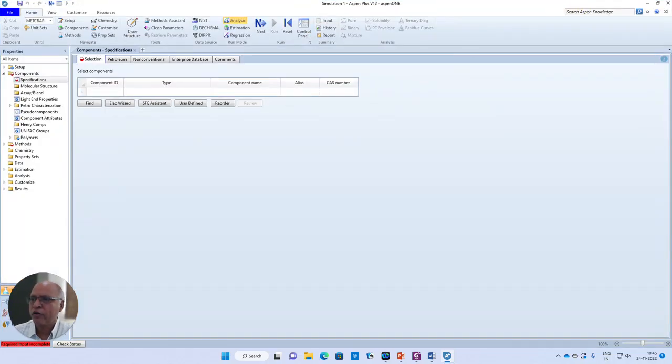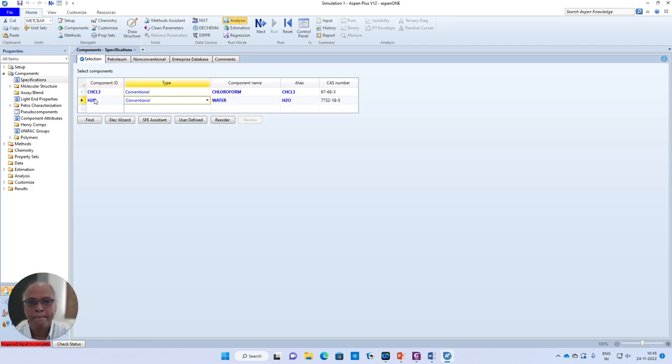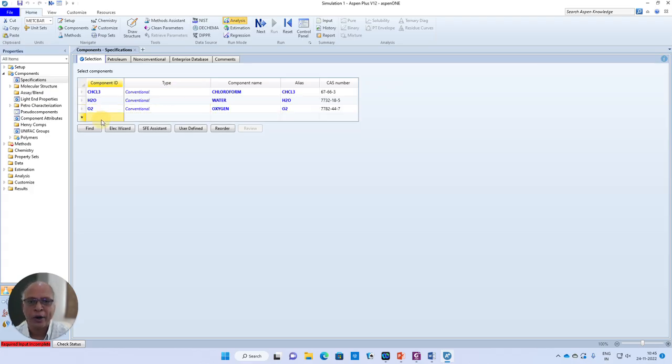So as is the case, first of all, we need to define the components that are involved in the problem, which are CHCl3, chloroform, and then water, and then oxygen. These are the three reactants in fact, and then carbon dioxide and HCl.